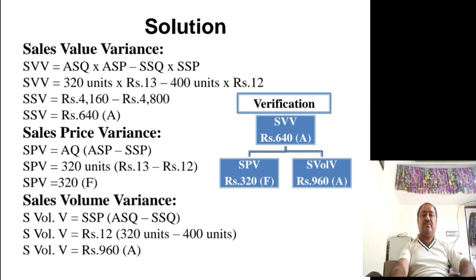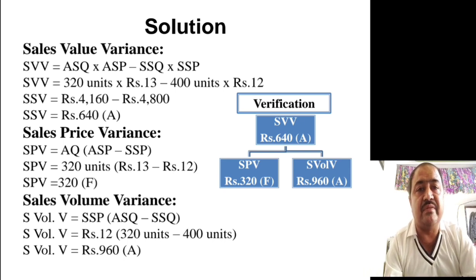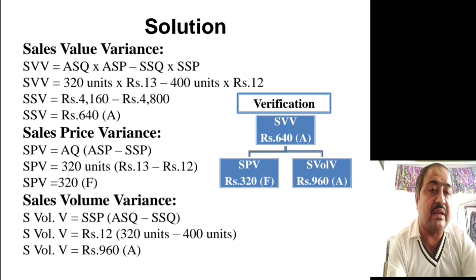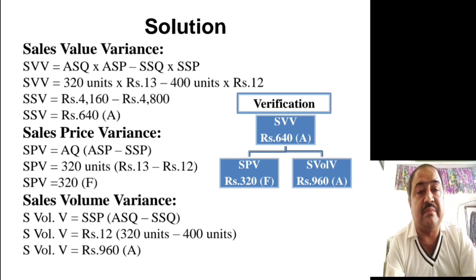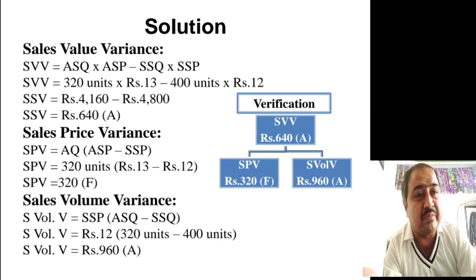Sales value variance is equal to actual sales quantity into actual selling price minus standard sales quantity into standard selling price. Put the values in the formula and you can find your answer: 640 adverse. Now sales price variance, actual quantity into bracket actual selling price minus standard selling price, and the answer is 320. In the same way, sales volume variance. The basic fundamental is just like material variance and labor variance, so there is no need to discuss it again. You can see my previous videos of material variance and labor variance. All those things are discussed there. Very easily can be understood.